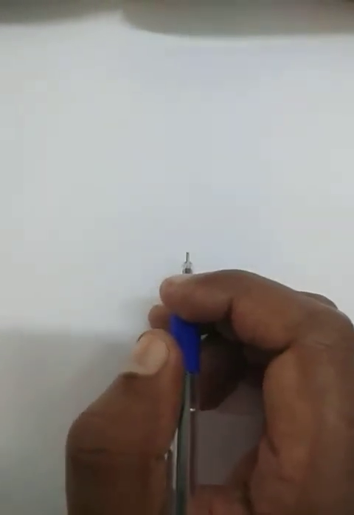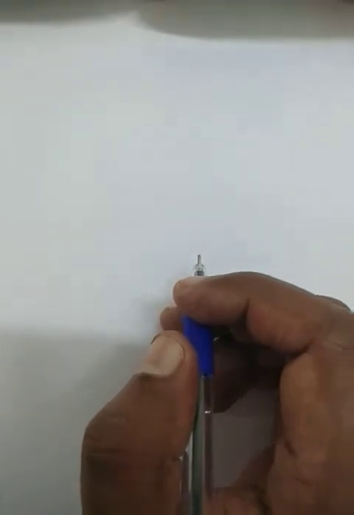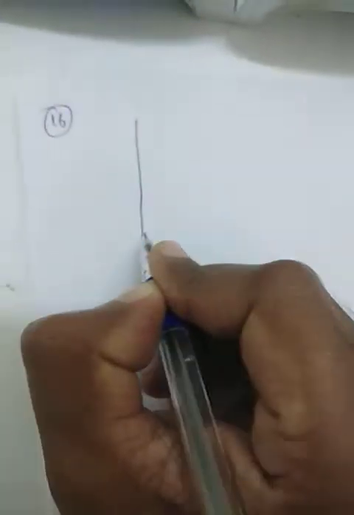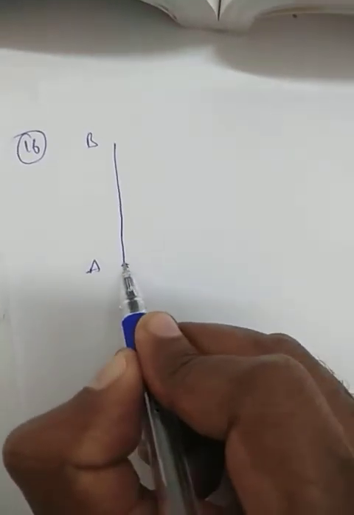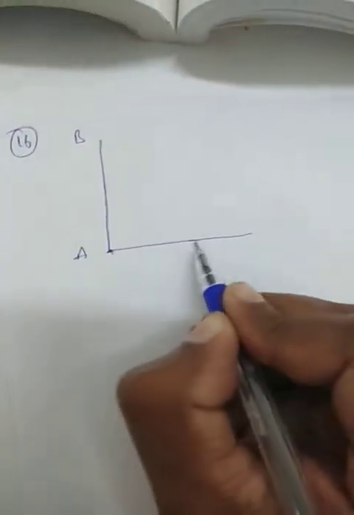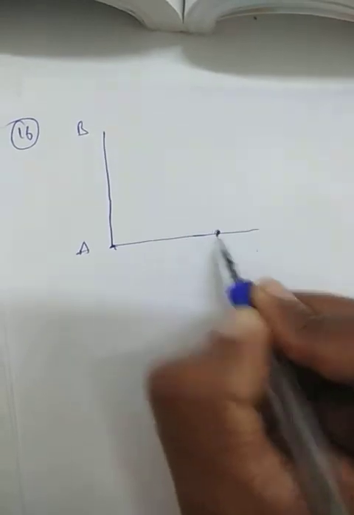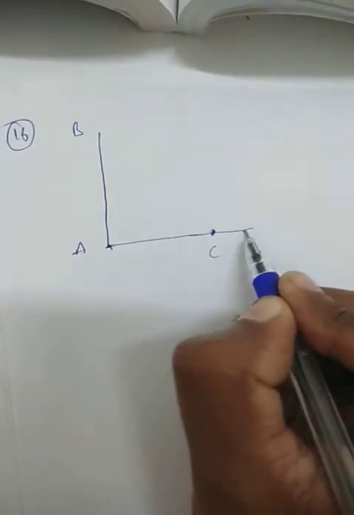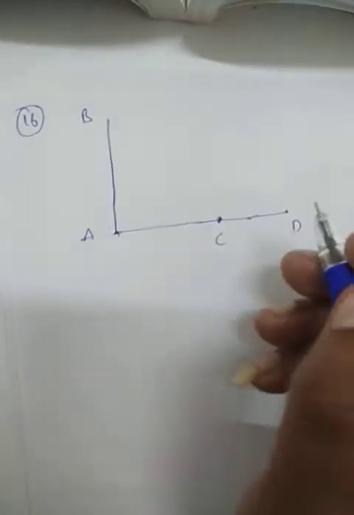Very easy question. The angles of elevation of the top of the tower from two points at distances of 4 meters and 9 meters from the base of the tower. So here there is a tower like this. Let us take it as AB, the height of the tower. There are two points here. Let us take one point as C and the other point as D.